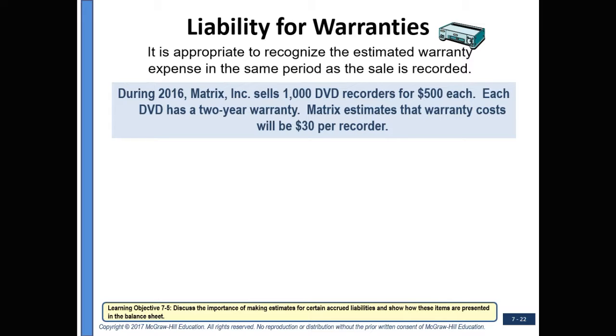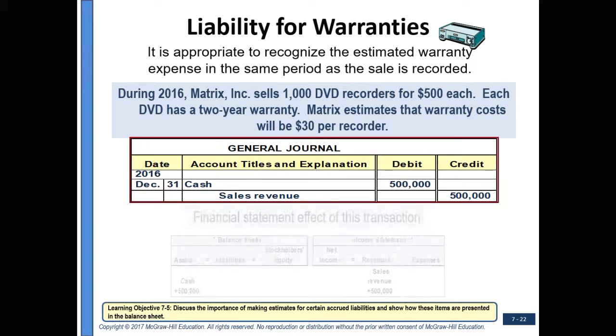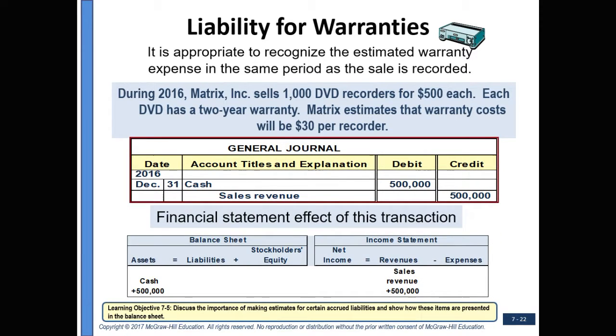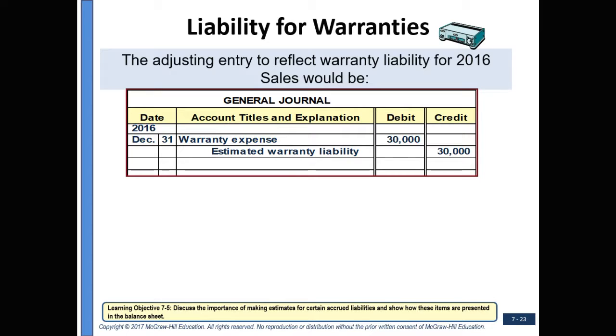The journal entry to record its sales will include a debit to cash and a credit to the sales revenue for $500,000. That's the 1,000 times 500. Both your assets and your revenues increase by $500,000 on the horizontal model. However, that's not the last thing you have to do in regards to this revenue. We have to pair that warranty expense with the revenue that was generated.